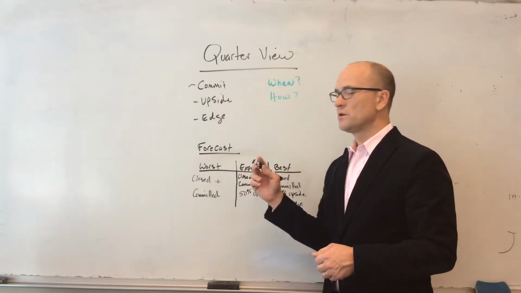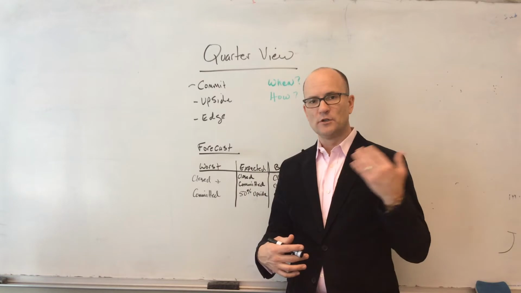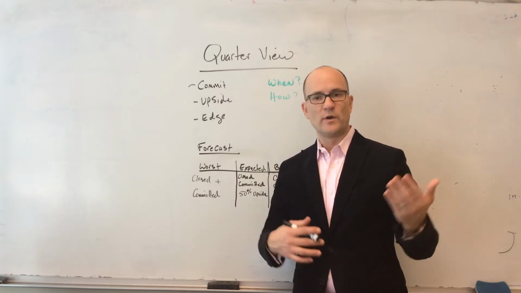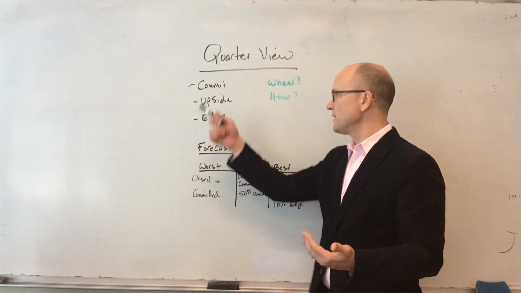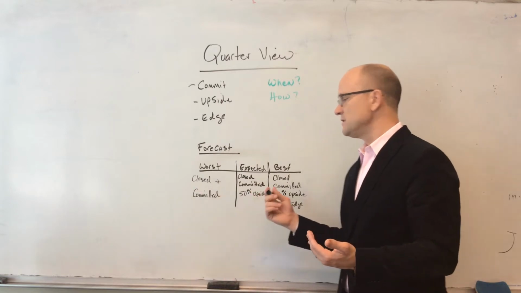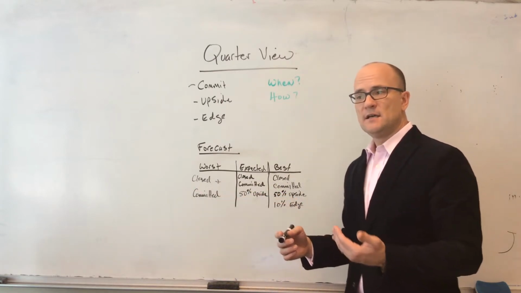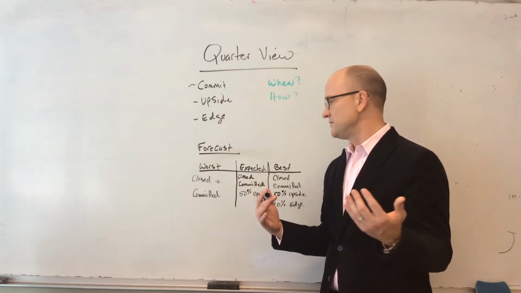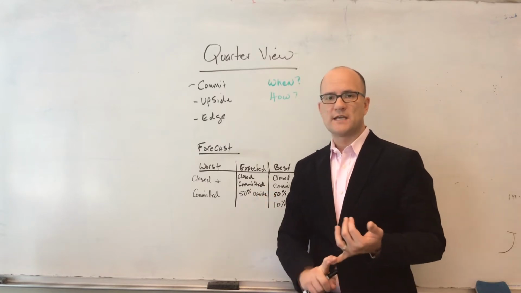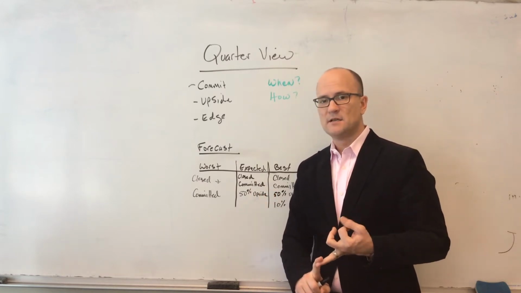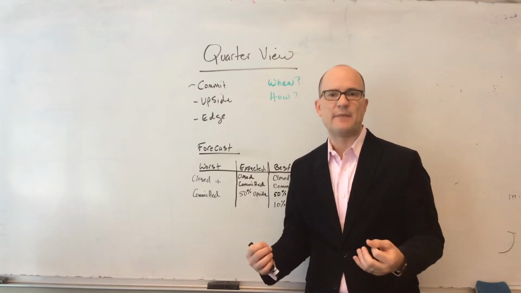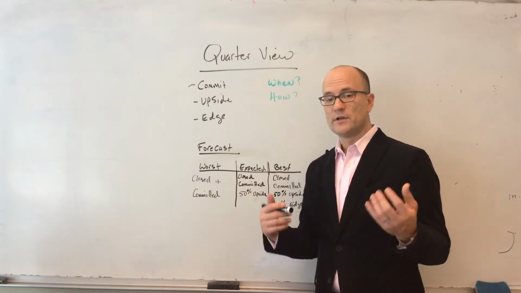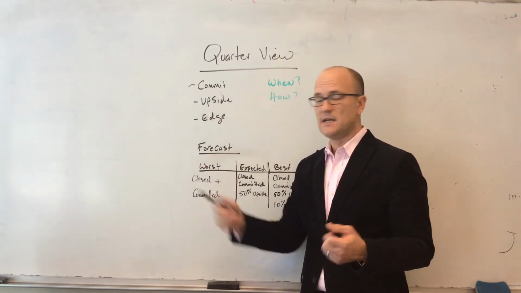Okay, so how does this work though when we go to forecast? So we're going to look at where things are in the stage and look at weighted pipe, but then the other metric becomes the quarter view. This is how we're forecasting at the EVP level and up to the executive team, and it's really around what's the worst case, what's the expected case, and what's the best case of what could actually happen, right? So how we're going to do this is looking at commit, upside, and edge.